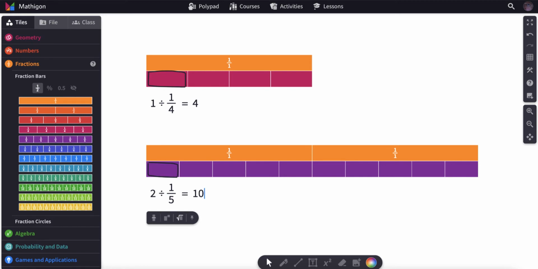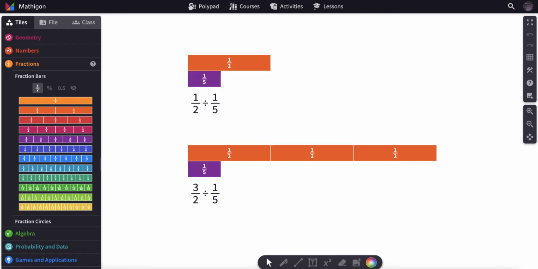Now that I've done a couple of questions where we're taking a whole number divided by a unit fraction, let's take a look at a slightly different set of examples. So now let's take a look at a fraction divided by a unit fraction. Let's take a look at this one here. We have 1/2 divided by 1/5. So how many pieces of this size fit into this piece here?